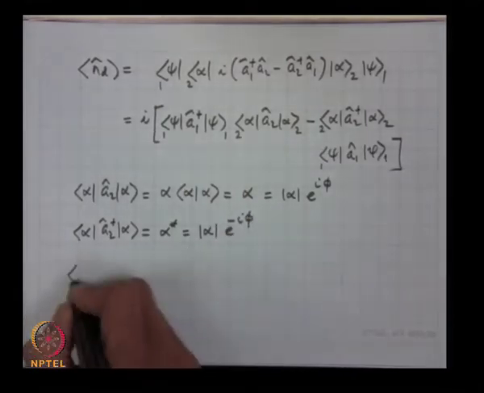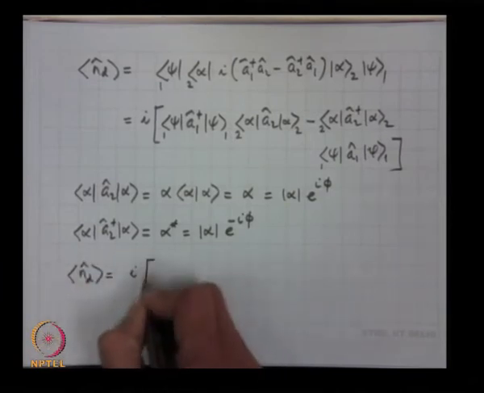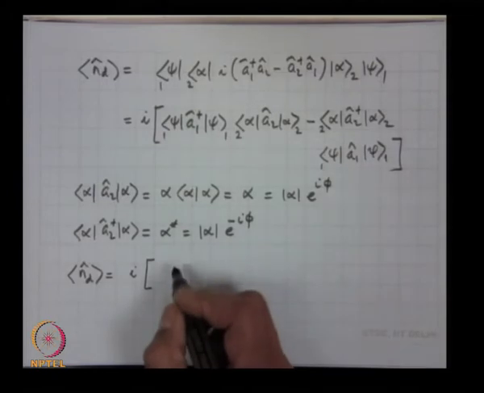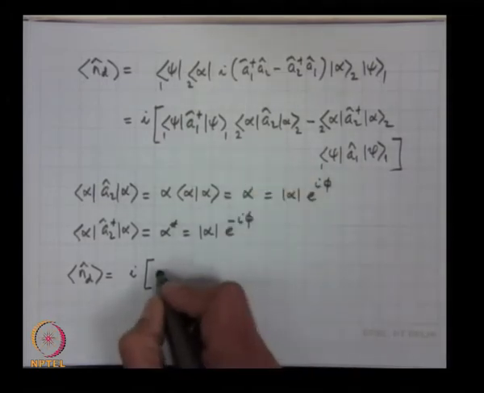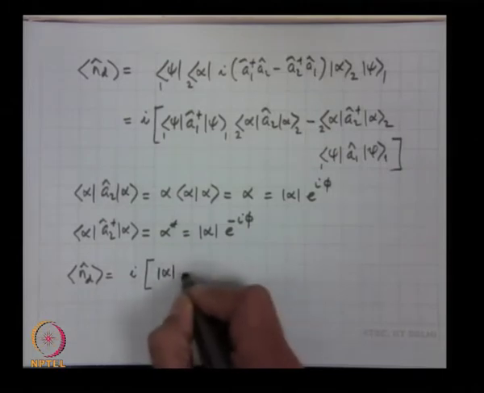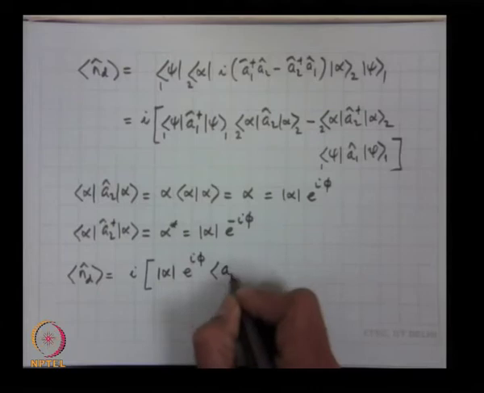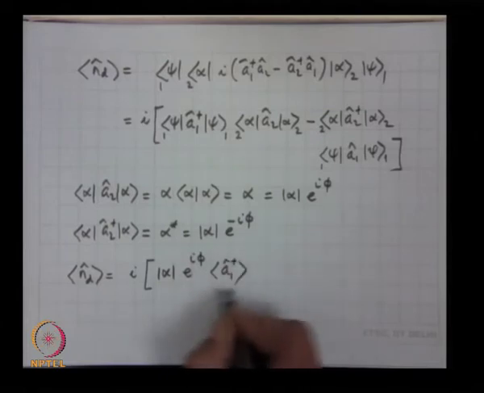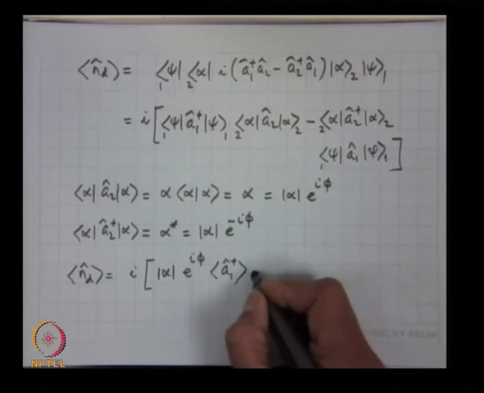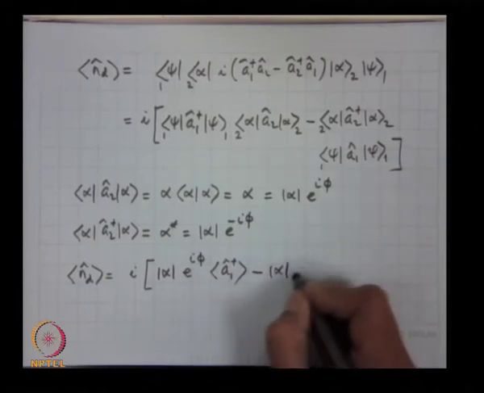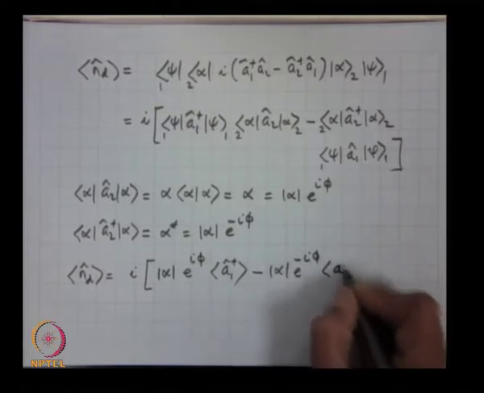So the expectation value of ND becomes i times mod alpha exponential i phi. Let me just write the expectation value of this, which means it is with respect to the input state, A1 dagger, minus mod alpha e to the power minus i phi A1.